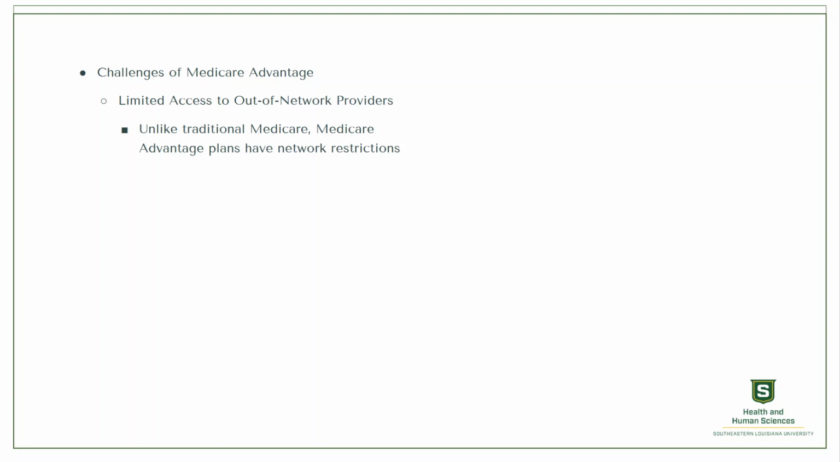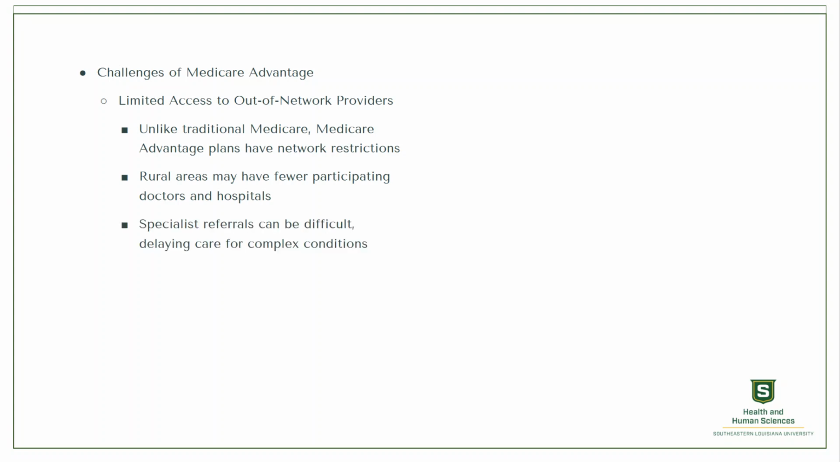Unlike traditional Medicare, Medicare Advantage has restrictions similar to HMOs. Like I said, you're restricted to providers that are within the network. Medicare Advantage has that limitation, which makes rural areas have even more limitations than people living in urban areas, because you have fewer providers participating in it.